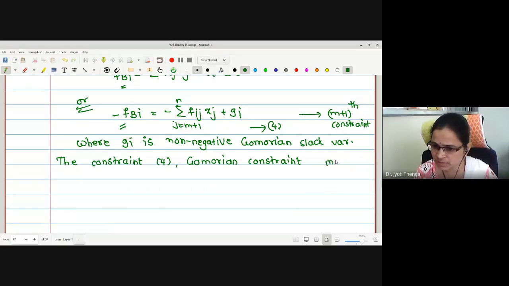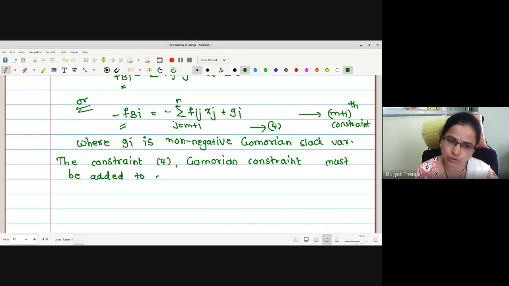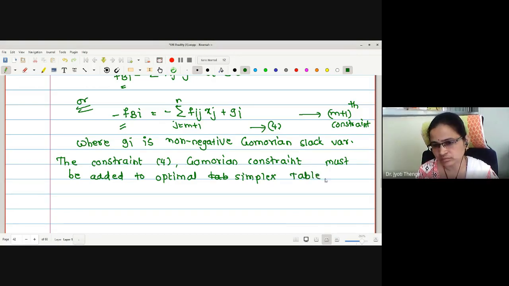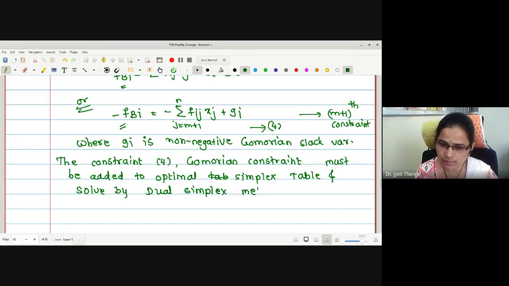The constraint must be added to the optimal simplex table, and the optimal simplex table is solved by the dual simplex method.